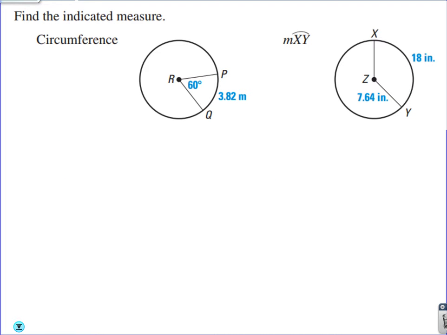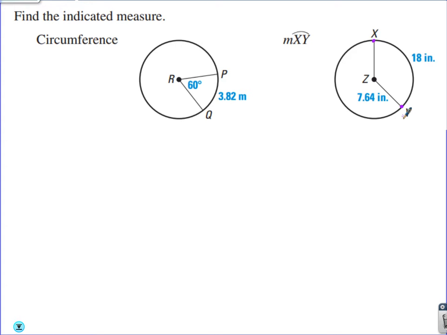Now the second one. We're looking for the measure of arc XY. 18 inches, what is 18 inches there? Is that not the measure of arc XY? I see what they're asking for. They want an angle measure. That's what, because I'm thinking that is the measure, right? Let's look for the actual angle. I think that's what they're going for here.